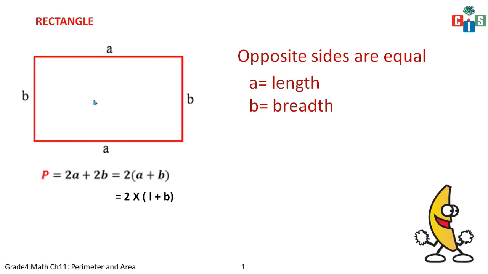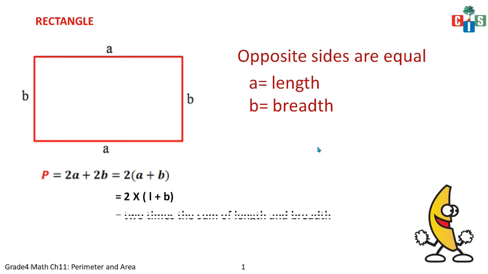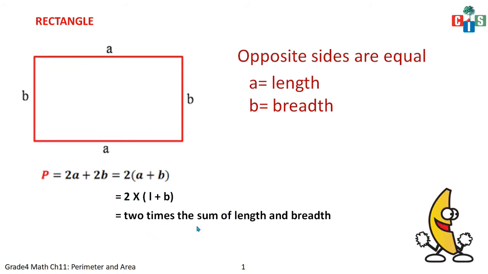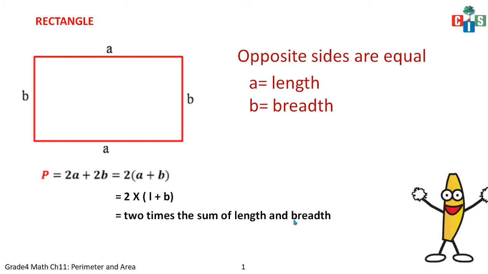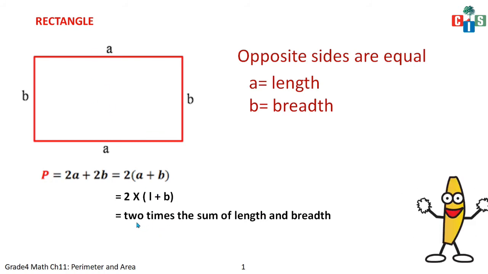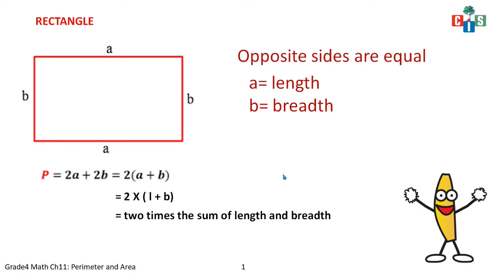What will it be? 2 multiplied by length plus breadth. This is how you find the perimeter of a rectangle, which can also be said as 2 multiplied by the sum of length and breadth. Sum means addition, length means L, breadth means B. So can I say the perimeter of a rectangle is 2 times the sum of its length and breadth? Yes. So remember this formula, students.